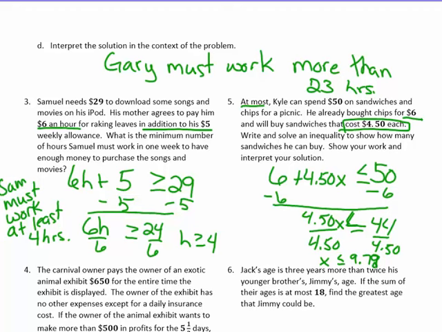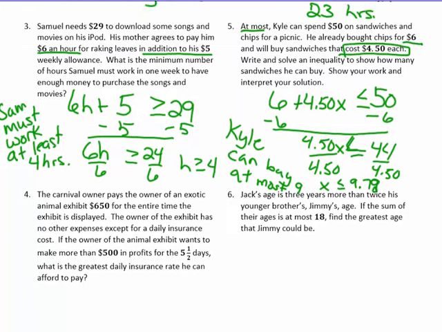No, so we're talking about how many sandwiches. So what does that mean? That means that Kyle cannot buy more than 9 sandwiches. So we have to actually round down in this case. Kyle can buy at most 9 sandwiches, because you cannot buy part of a sandwich. Although I guess you can buy part if it's a part of a sub.